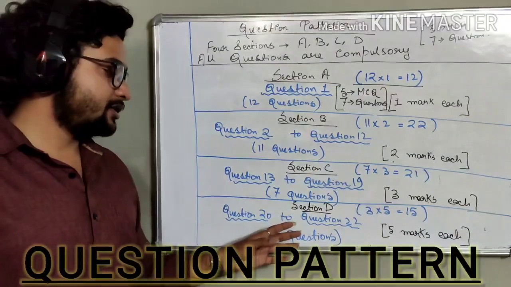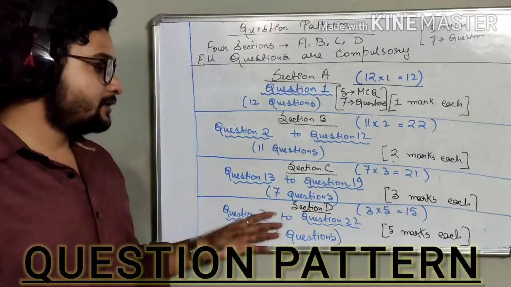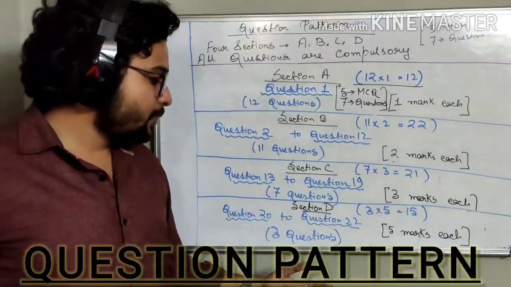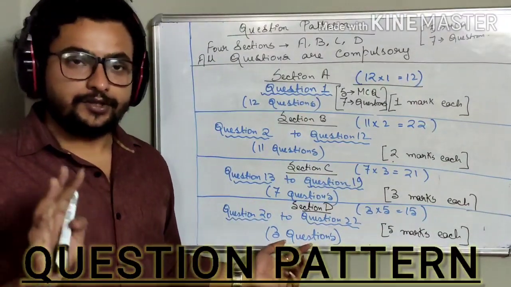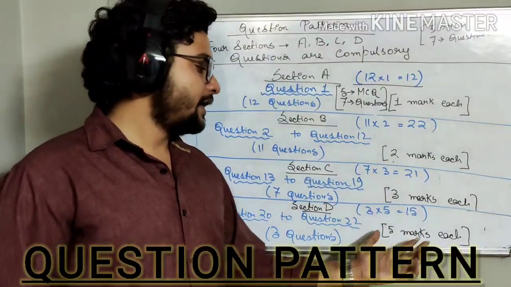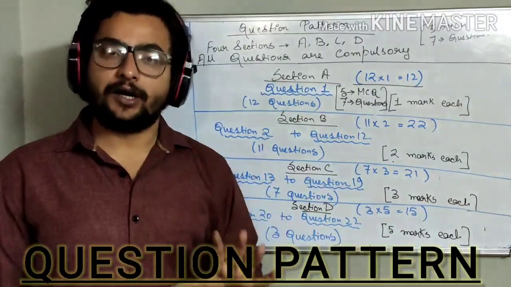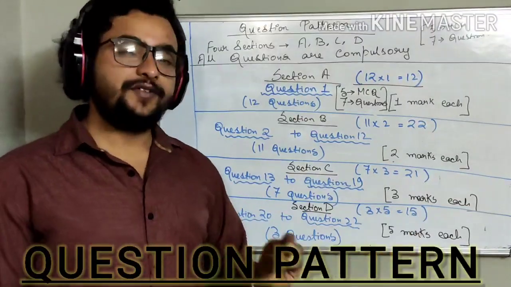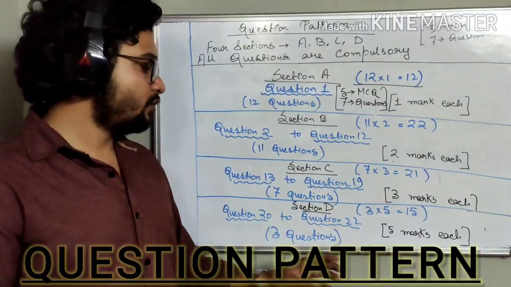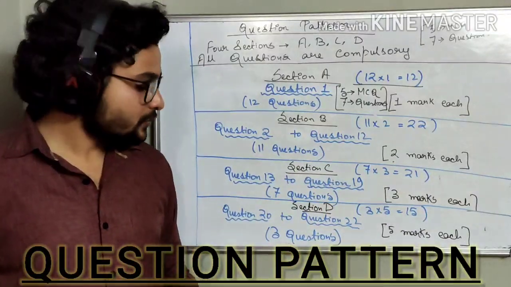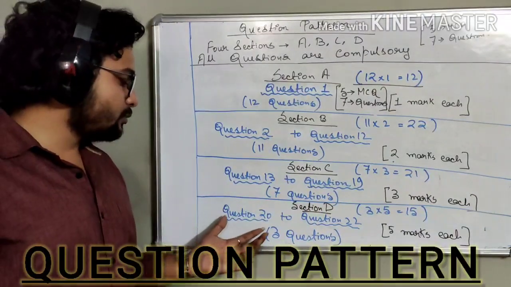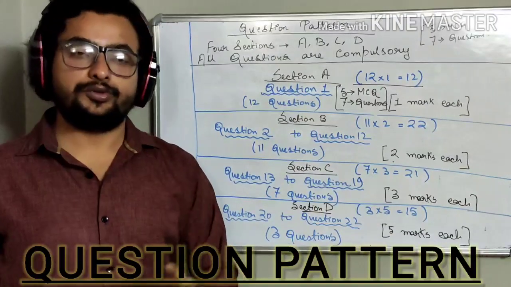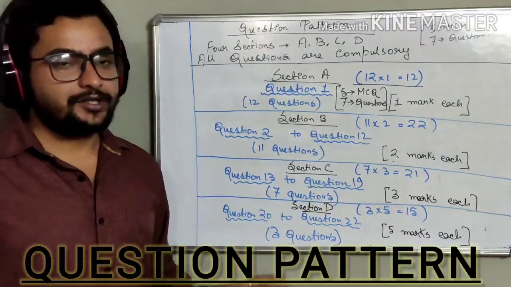Let's come to the last section, section D. Section D is a long answer type section. It will contain 3 questions, and each of the questions will carry 5 marks. So there will be 15 marks in total for section D. Section D will start from question number 20 to question number 22, so 20, 21, 22. Three questions will be there.